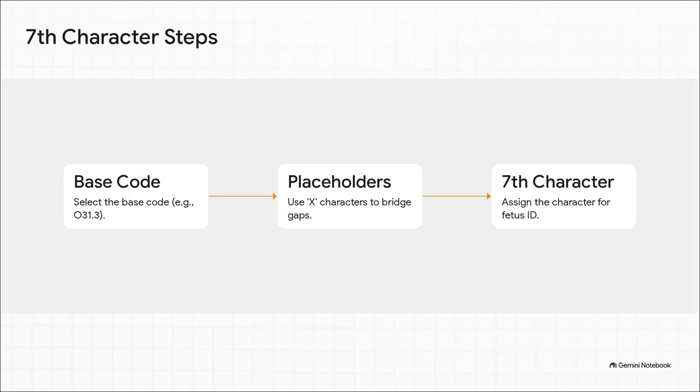Building these codes takes a bit of, well, architectural discipline. Step 1 is selecting your base code. Let's say it's O31.3 for elective fetal reduction. But ICD-10-CM rules dictate that the fetus identifier absolutely has to be in the 7th position, and our base code only has 4 characters. So this leads right into step 2. You have to utilize placeholder X characters to bridge that gap and maintain a valid structure. You literally just pad the code with X's until you reach the end. Then finally, in step 3, you drop in that vital 7th character at the very end of the string to identify the fetus. If you miss those placeholders, your code is totally invalid and it's going to get denied.